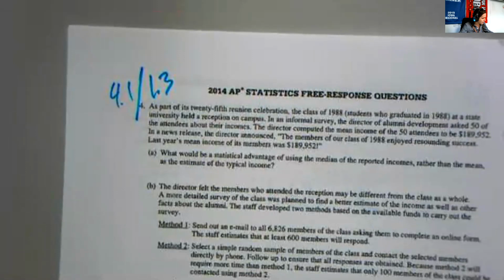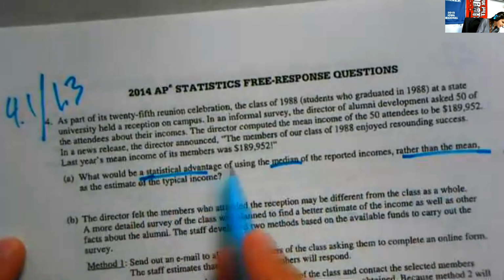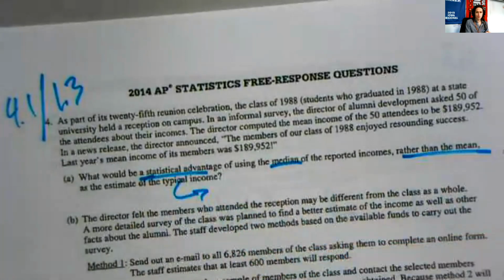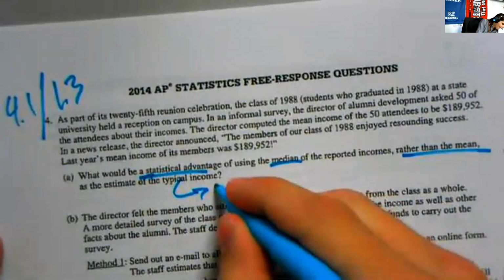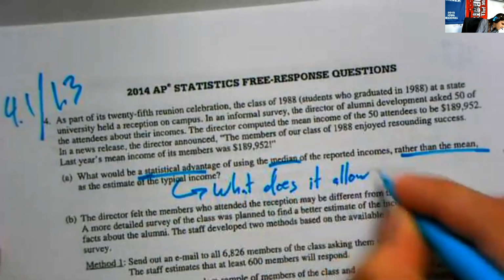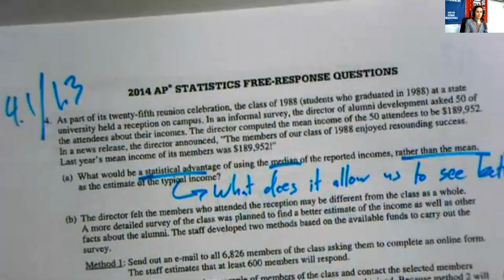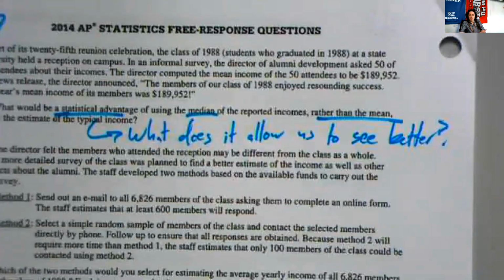Look at that. What would be a statistical advantage of using the median rather than the mean? Statistical advantage is something that, what does it allow us to see? Maybe better. So why would I want to see the median? What does the median tell me that the mean doesn't tell me? Or perhaps the mean is maybe not the best measure. Talk about why the mean isn't the best measure and why the median perhaps is a better measure.